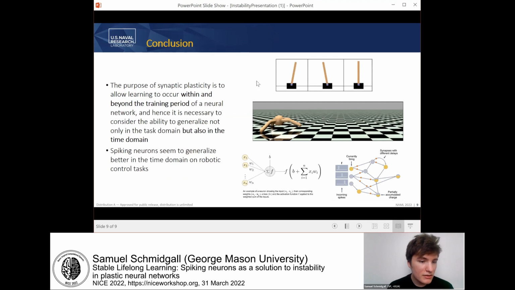So in conclusion, the purpose of synaptic plasticity is to allow learning to occur within and beyond the training time horizon period of a neural network. And hence it is necessary to consider the ability to generalize not only in the task domain, but also in the time domain. And our experiments demonstrate that spiking neurons seem to generalize better in the time domain on robotic control tasks. Thank you.